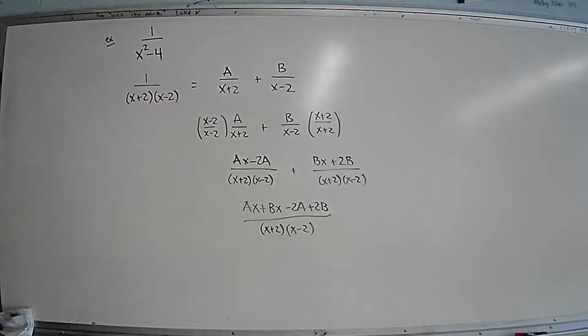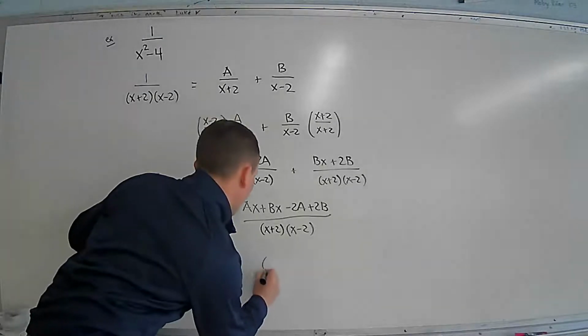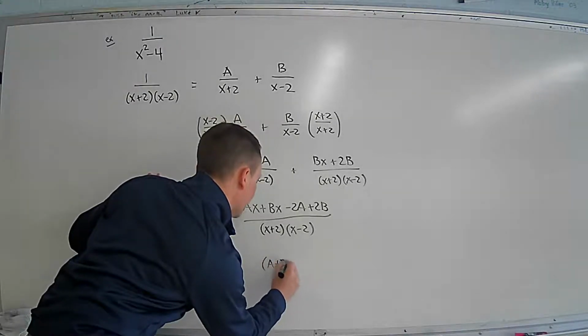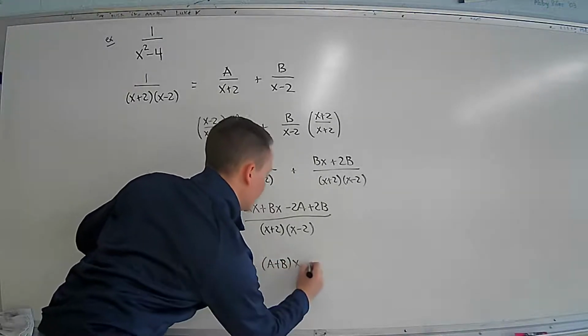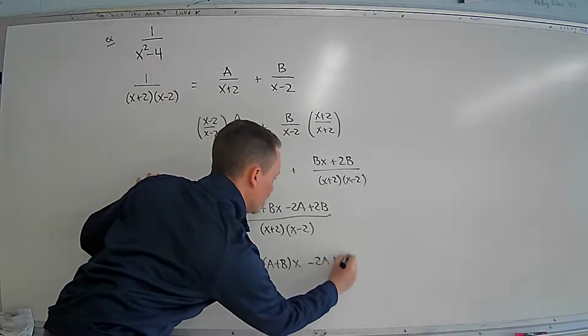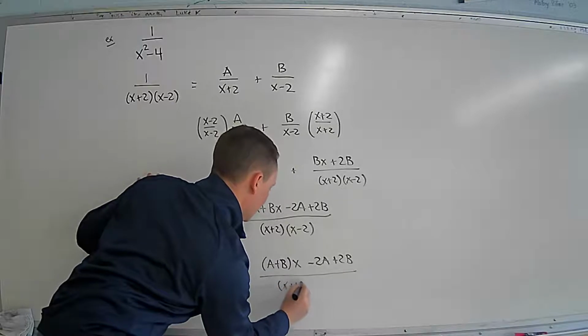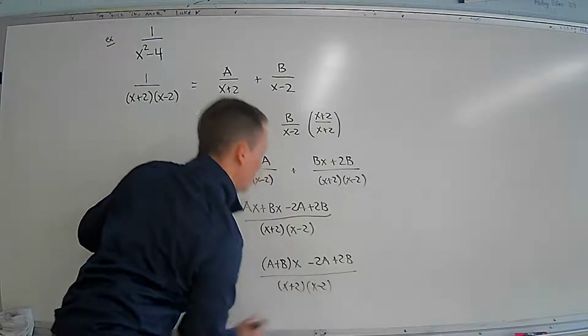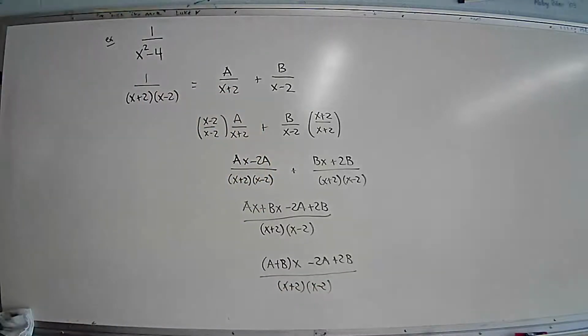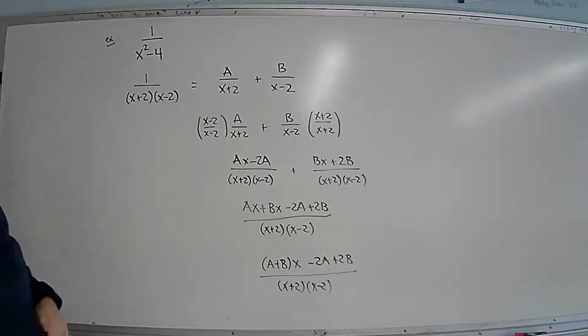And now group this stuff together, okay? So I've got a plus b. This is what you're always going to end up doing. Factor out that x: (a plus b)x minus 2a plus 2b, all over x plus 2, x minus 2. And here we are. Okay, so let's set up our system of two equations and two unknowns. Are you ready?